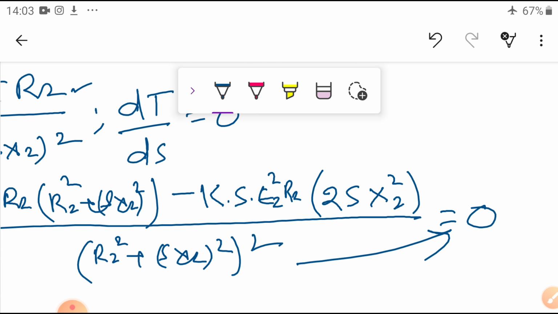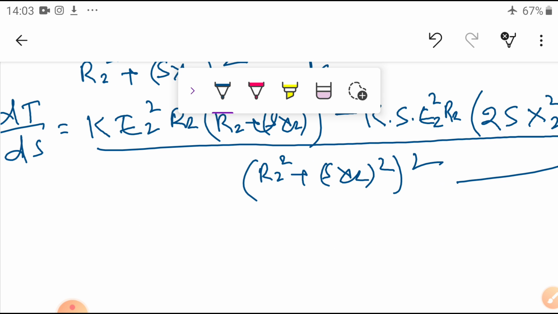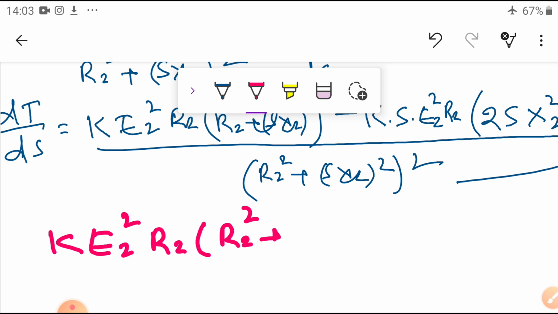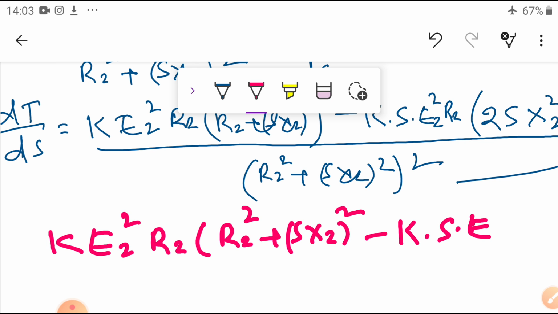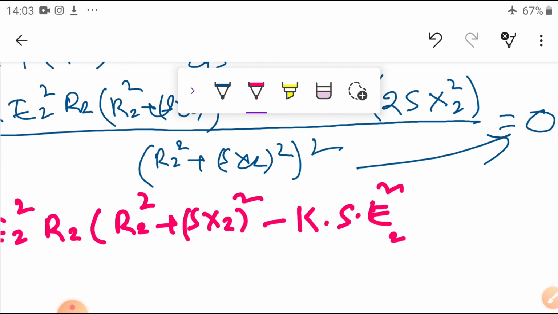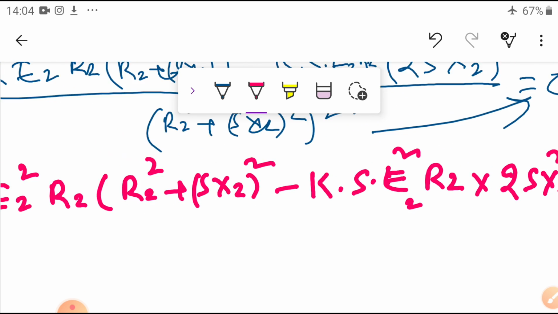So now it comes to 0. Then what is the equation I am going to get? K E2 whole square R2 into R2 whole square plus Sx2 whole square, minus K S E2 square R2 into 2 into Sx2 whole square. Now you can see this is equal to 0.